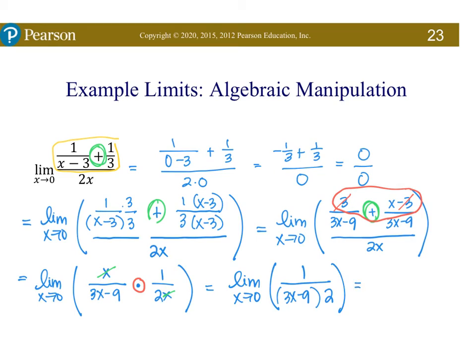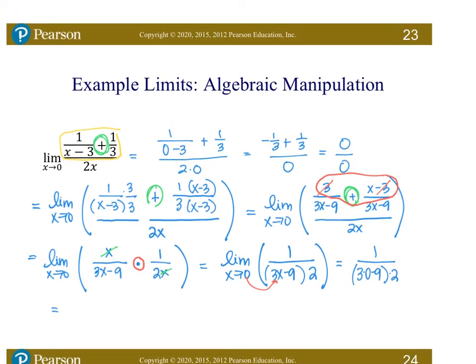There's no more reducing, no more FOIL, no more factor, no more common denominator for me to get. So now I can do substitution. And I'm going to put 0 in. Once you do substitution, you don't need limit or parentheses anymore. So 1 over 3 times 0 minus 9 times 2.